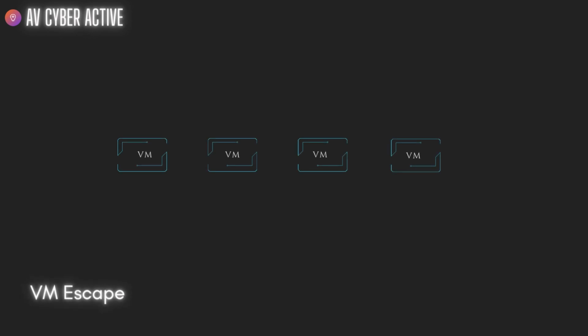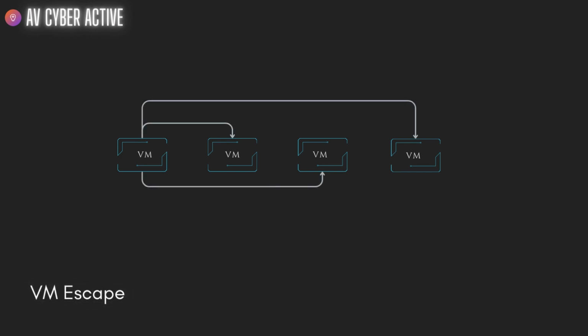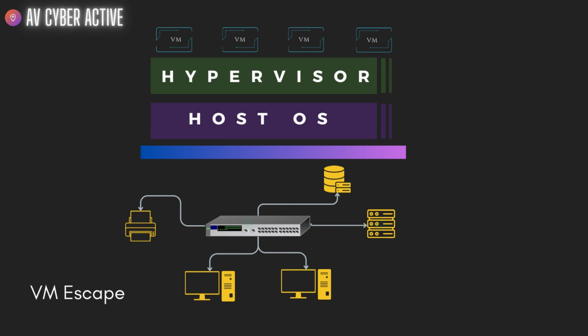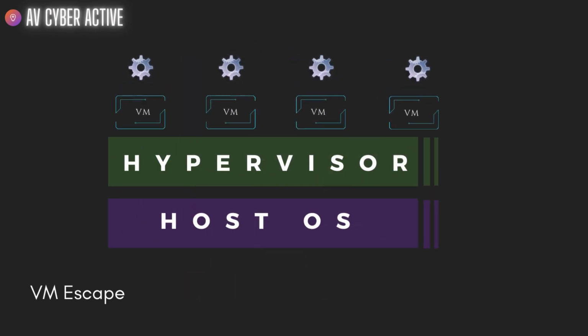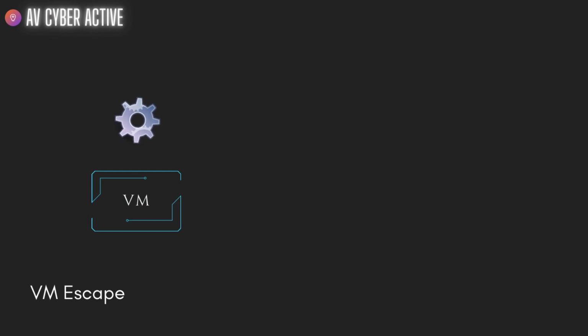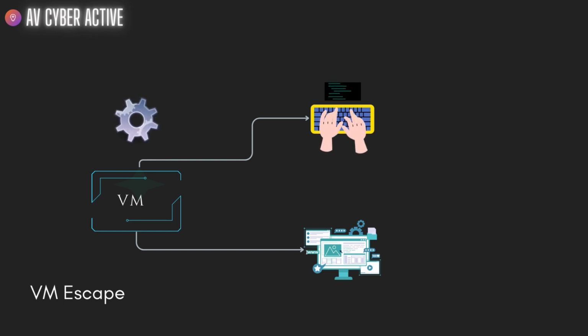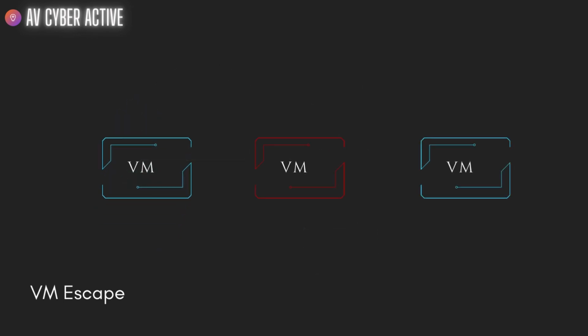Now, VM escape is a security vulnerability that allows an attacker to break out of a virtual machine and access the underlying system host and other virtual machines. This can have severe consequences as the attacker gains unauthorized access to sensitive data and can potentially compromise the entire virtualized environment. This type of attack exploits vulnerabilities in virtualization software or misconfigurations in your VM setup. Attackers can execute malicious code within the virtual machine, leading to unauthorized access and potential privilege escalation. Once the attacker escapes from the virtual machine, they can move laterally within the virtual infrastructure, making it even more challenging to detect and contain the threat.